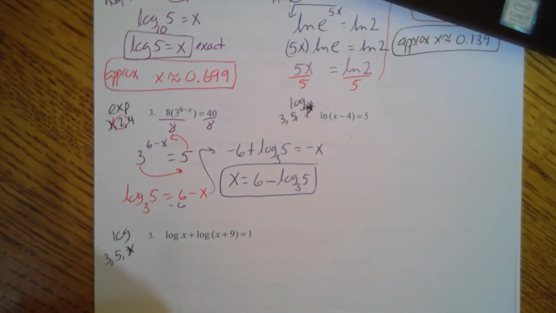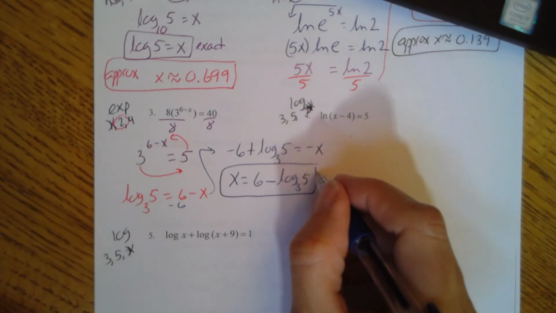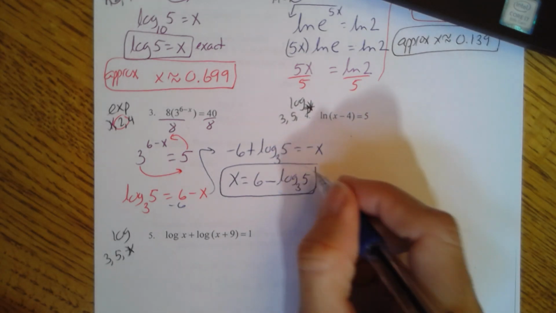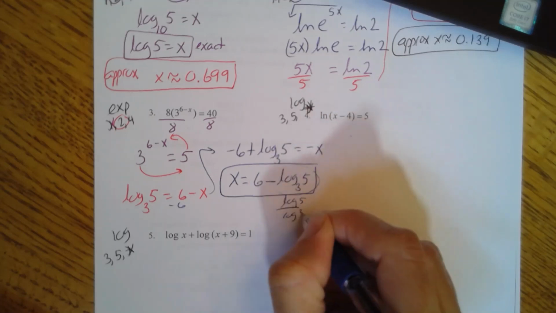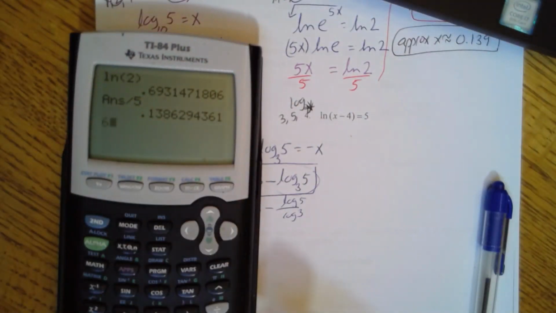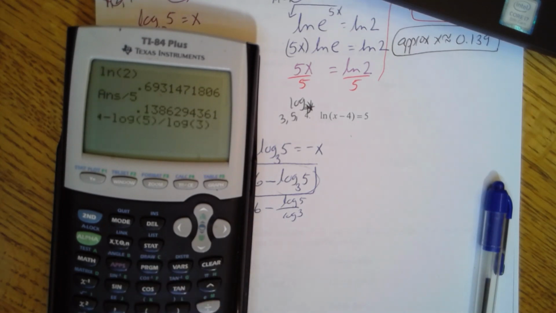Again, MyMathLab might want you to use natural log. So you're going to do change of base and put that into natural log for the answer. Do your change of base. This is log 5 divided by log 3. So you're just going to do 6 minus log 5 divided by log 3. The calculator will read it correctly because it will do the division first and then it will subtract.